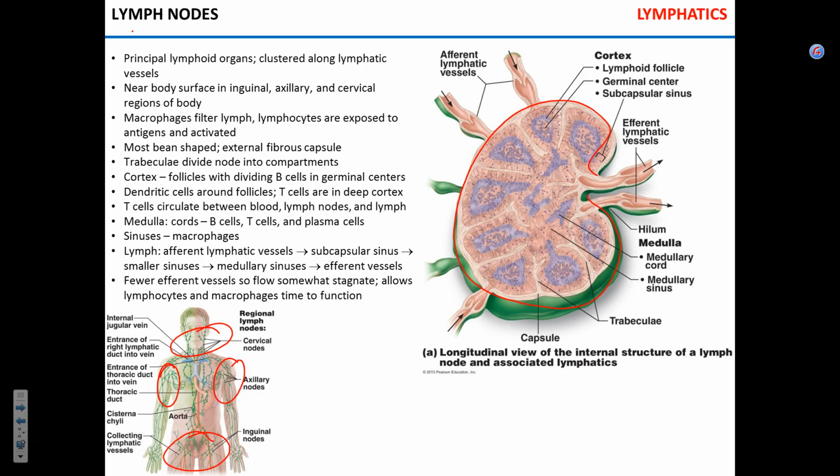So, three main types of cells, functional types of cells, found in the lymph nodes are macrophages and T and B lymphocytes. Lymph node is enclosed in the fibrous capsule, and fibrous trabeculae break the inner space of the lymph node into separate compartments.